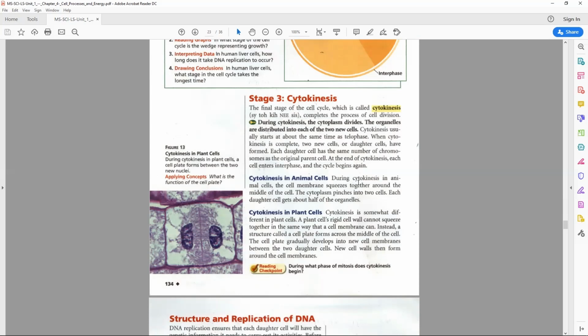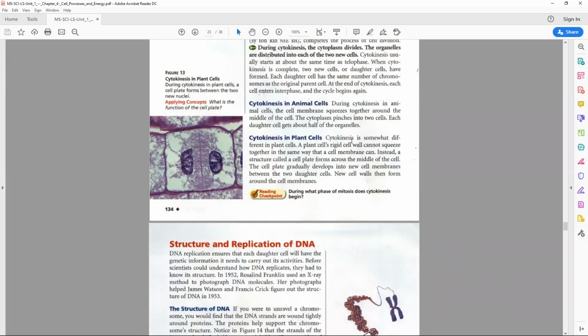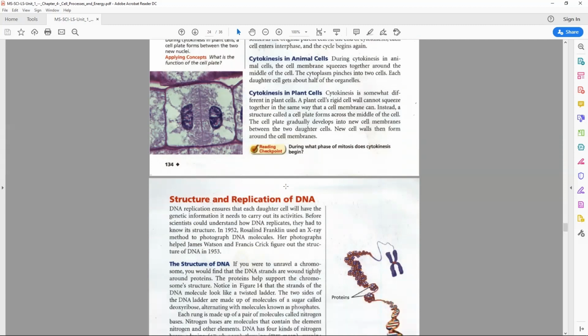Cytokinesis in animal cells. During cytokinesis in animal cells, the cell membrane squeezes together around the middle of the cell. The cytoplasm pinches into two new cells, and each daughter cell gets about half the organelles. Cytokinesis in plants. Cytokinesis is somewhat different in plant cells. The plant cell's rigid cell wall cannot squeeze together in the same way as a cell membrane can. Instead, a structure called a cell plate forms across the middle of the cell, and the cell plate gradually develops into new cell membranes between the two daughter cells. New cell walls then form around the cell membranes.